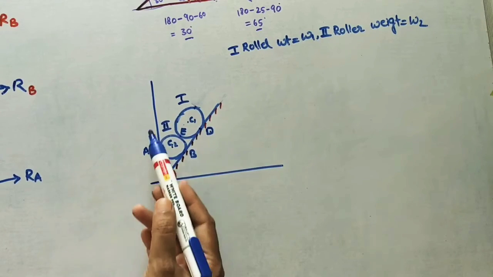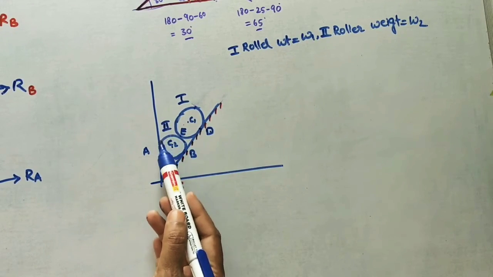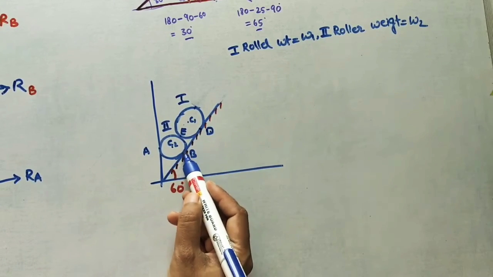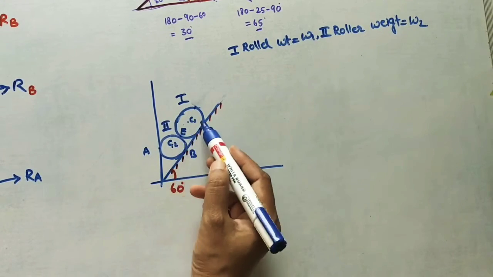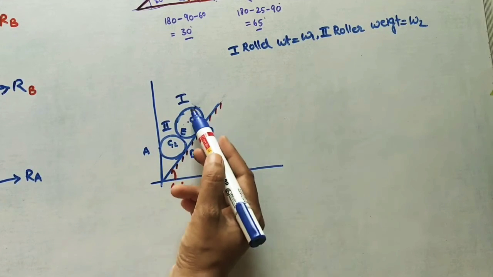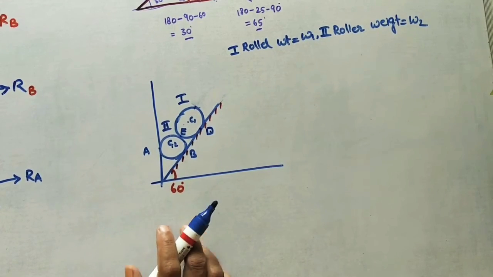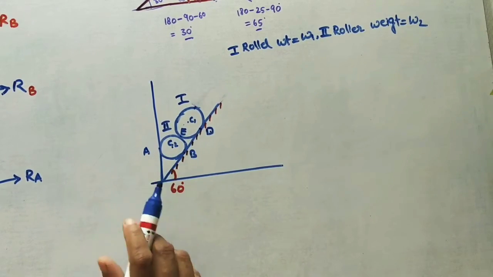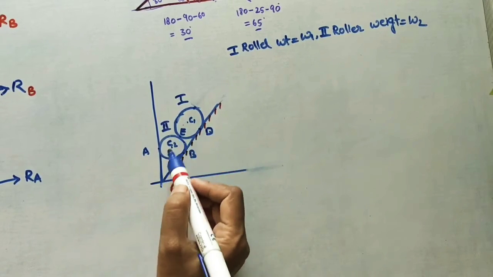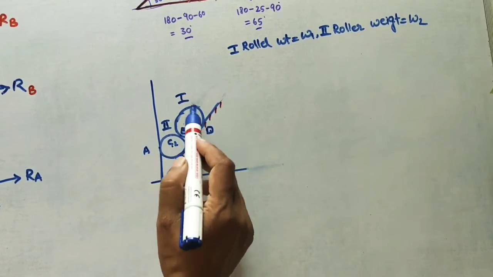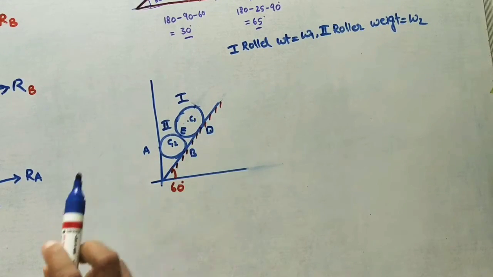What are the contact points? For this vertical surface to this roller, A is a contact point. For this inclined surface, B is the contact point. And for this roller, D is the contact point. For both rollers, E is the contact point. For this type of diagram, how to do the FBD? For both circles, or both rollers, we have to do the FBD. So initially take the first one, whatever is coming on top, take that one for doing the FBD.